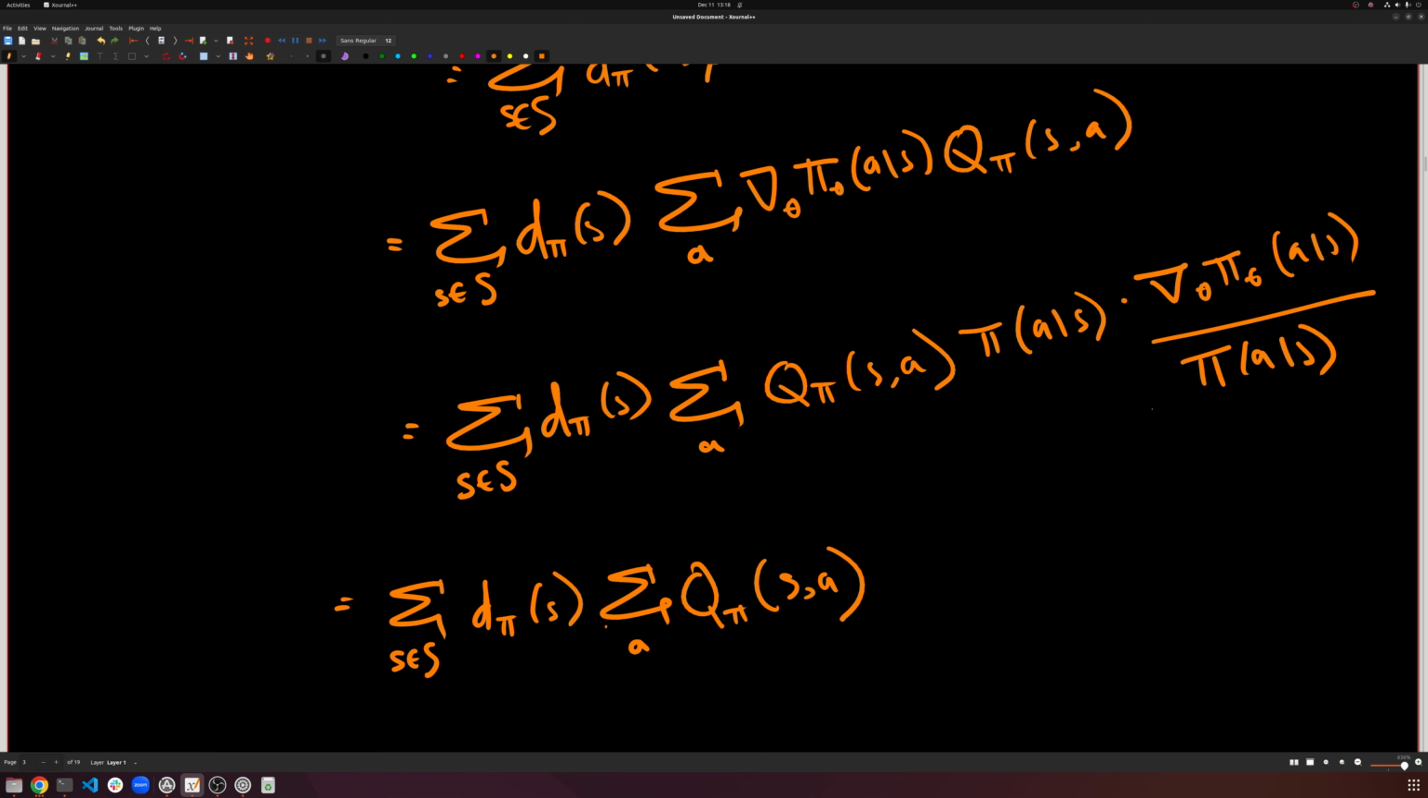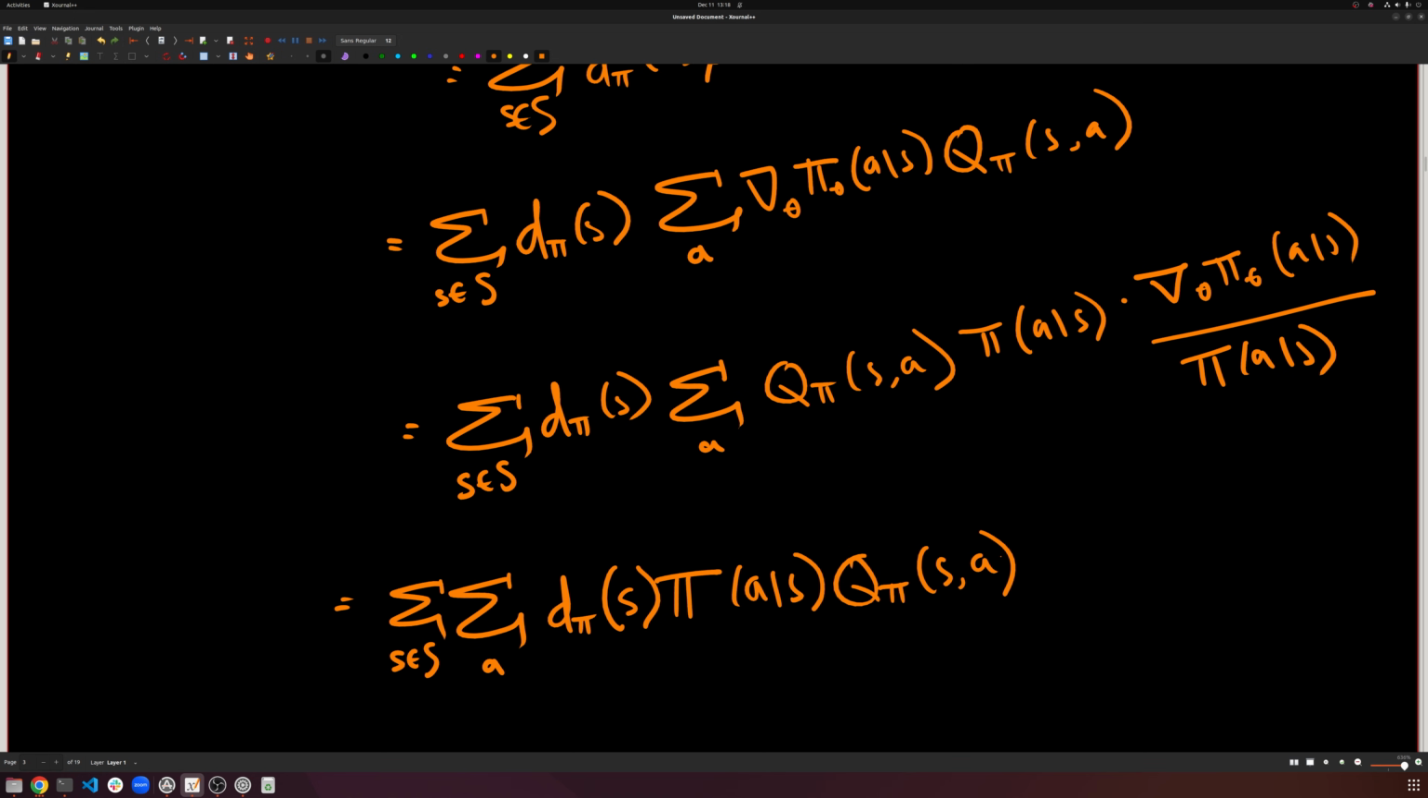Because we multiplied and divided by a constant, again, it doesn't affect anything. Actually, we don't need to write this term again. Let's write it this way instead, and just put the sums together. So we have the sum over S, the sum over A, our stationary distribution, the estimate of our stationary distribution, and some pi(A given S). And we have our Q pi(S, A), and then the derivative of pi theta(A given S), divided by pi(A given S).